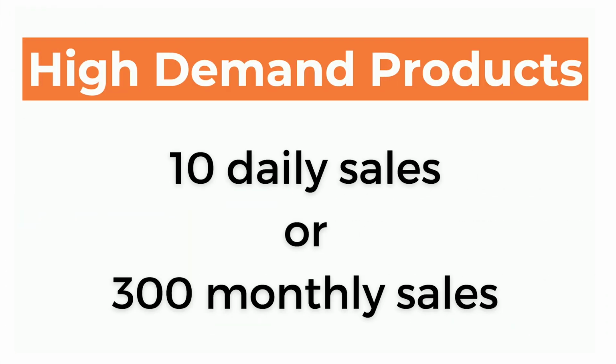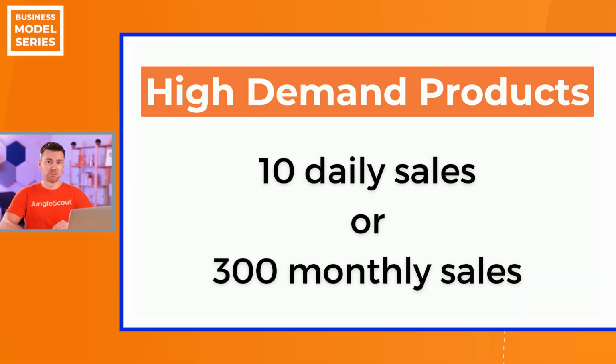And what I mean by high demand is any product that sells around 10 or more units every single day, which would be about 300 monthly sales. On Amazon, that's a really good number to shoot for.